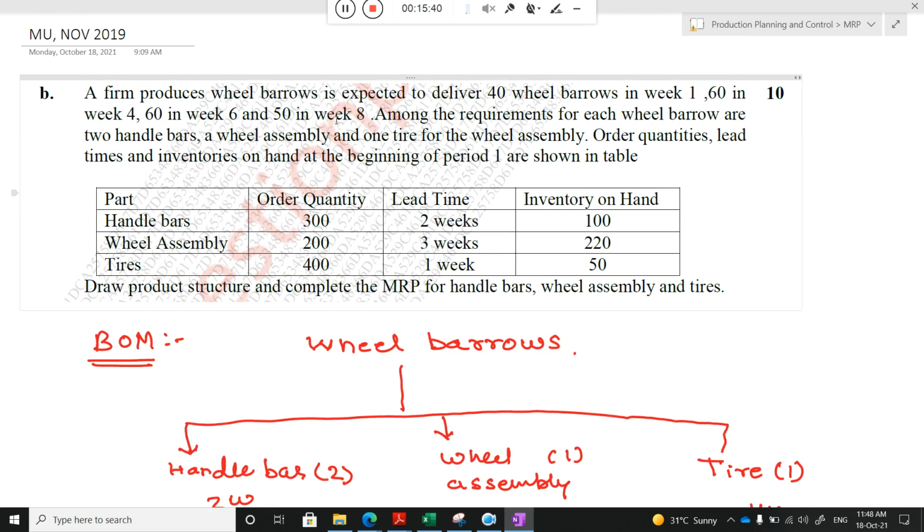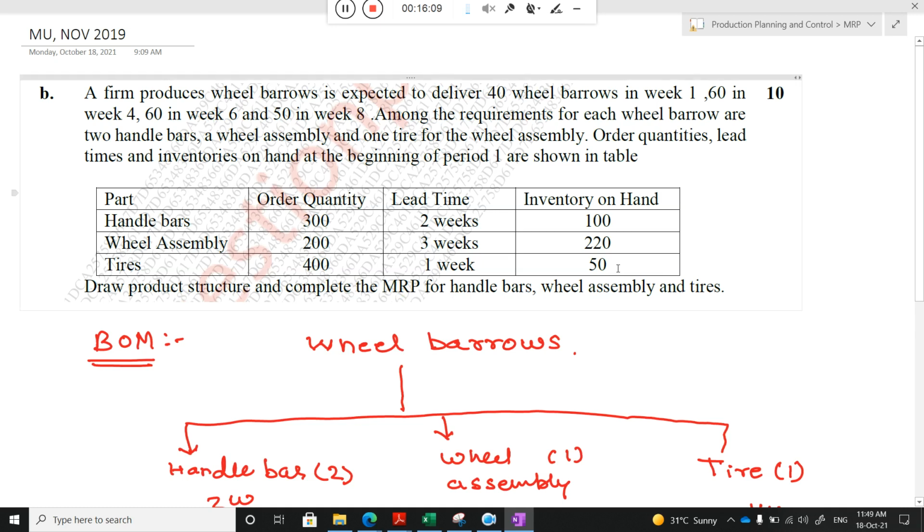So here we have all three things: the bill of material, the master production schedule for this particular problem, and the inventory data. That data is given in this table, the economic order quantity, that is the inventory data. So we have all three things. Now we can draw the MRP. What is the question? Draw the MRP for handlebar, wheel assembly and tire. So now we can easily draw the MRP for all these three things.